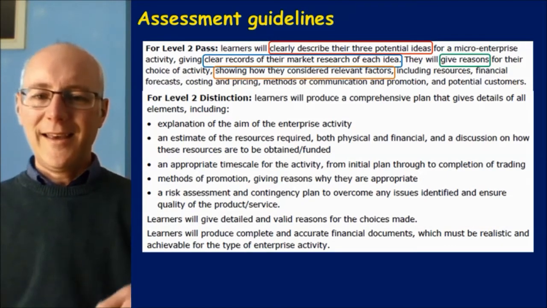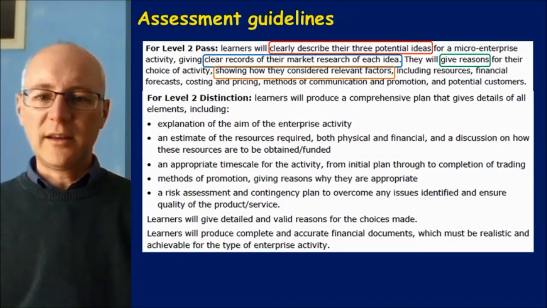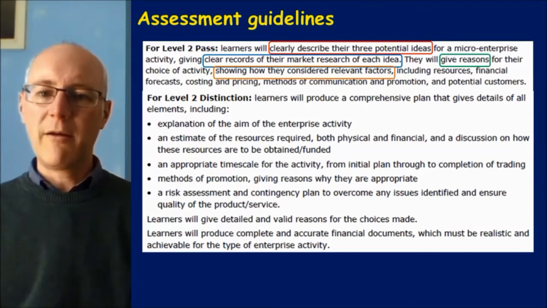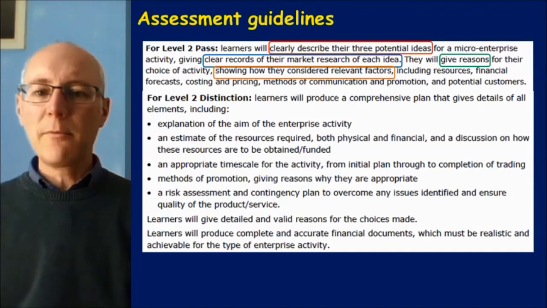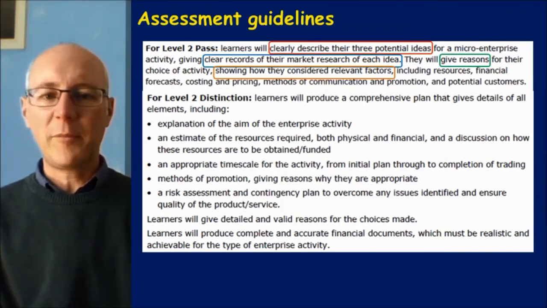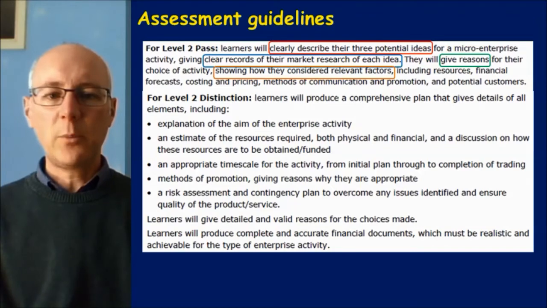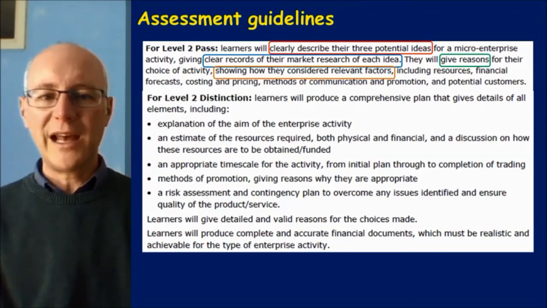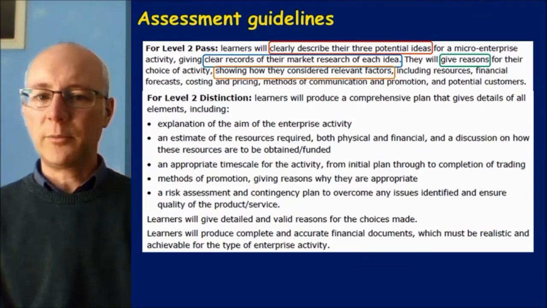So if you don't quite manage to do what's in this list of stuff for distinction, then obviously you're going to end up with a level 2 merit or a level 2 pass, but aim for these expectations for a distinction. So it says learners will produce a comprehensive plan. So comprehensive means detailed, covering all the details. A comprehensive plan that gives details of all the elements, including an explanation of the aim of the enterprise activity.